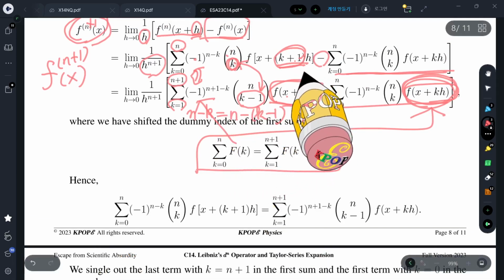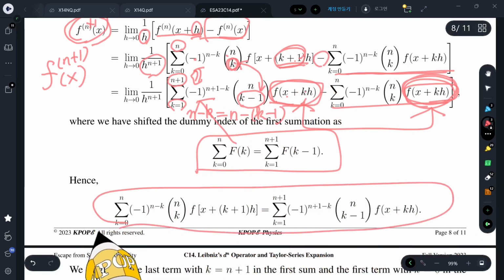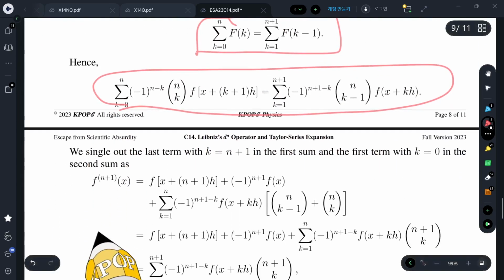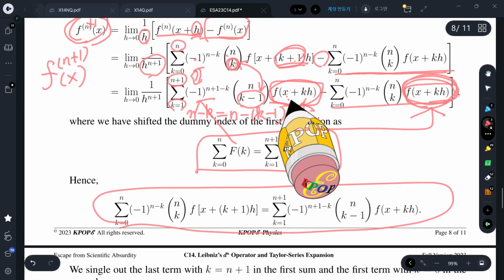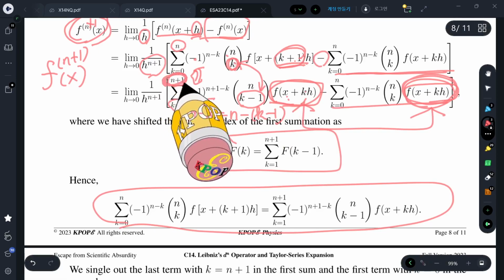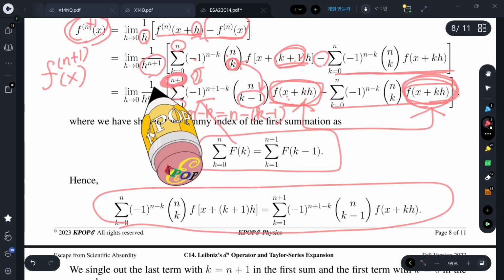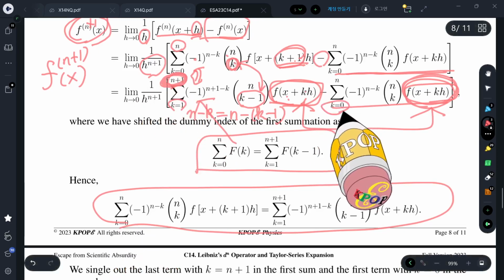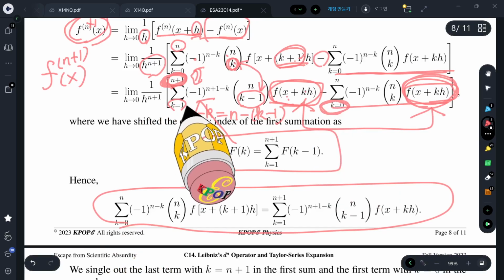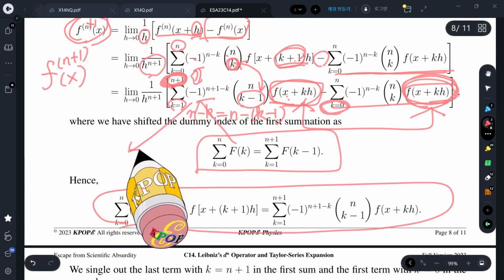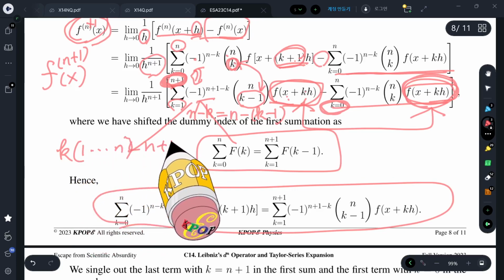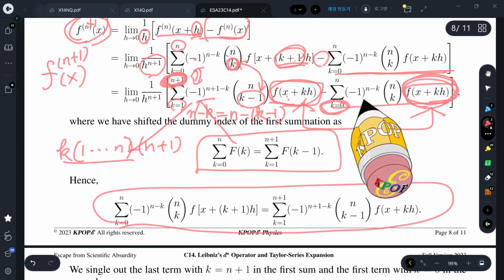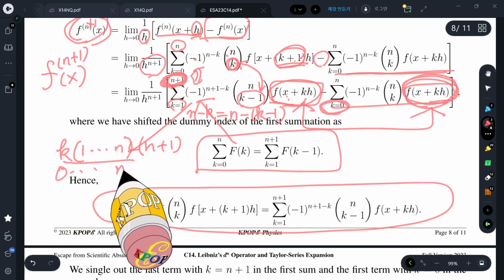And this shift is based on this identity. As I told you, I like to factor this out, and especially I can collect the last term in here and the first term, because the first sum, k runs from 0 to n and then n plus 1, the second term 0 to n.